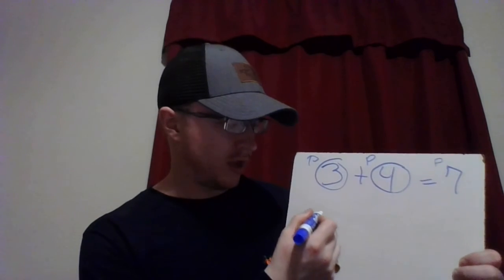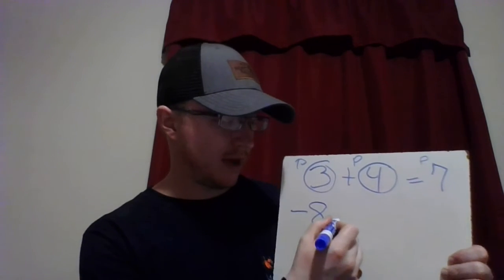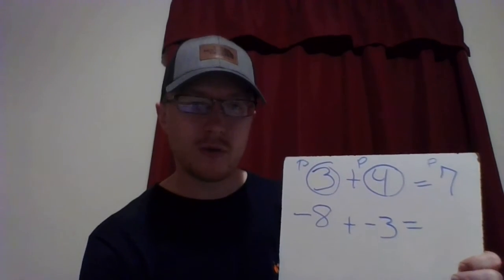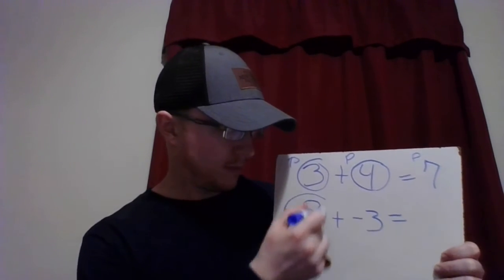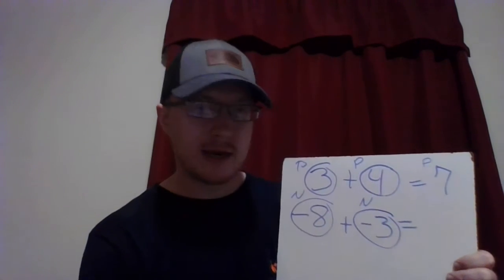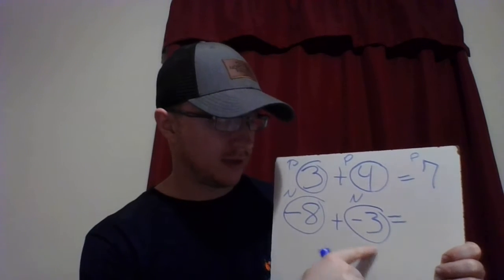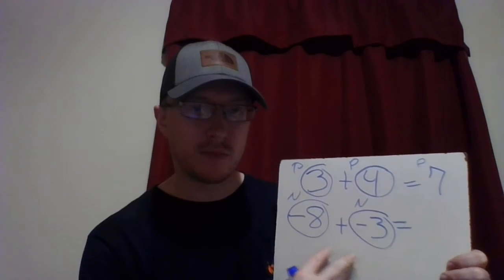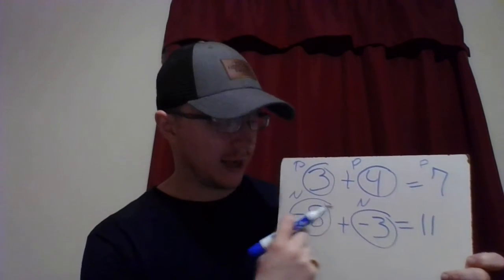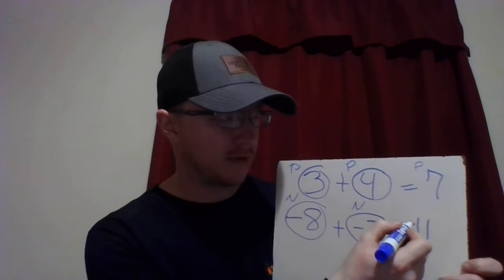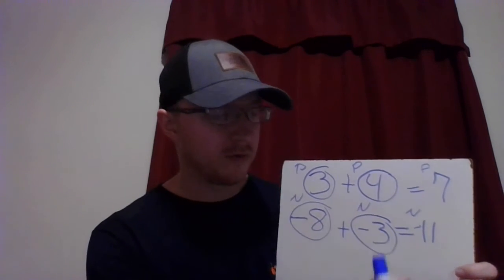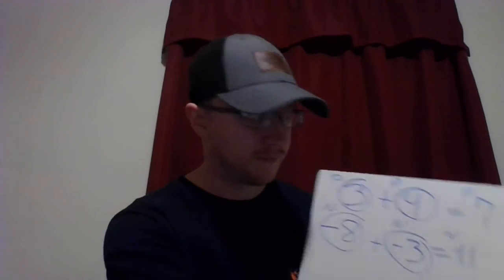All right. So if I give you negative 8 plus negative 3, once again, circle your numbers. I have a negative 8, and I also have a negative 3. Well, negative plus a negative, they're the same sign. They're both negative. So we're going to add 8 plus 3 gives me 11. And I keep my sign. Since those are both negative, my answer should also be negative. So negative 8 plus negative 3 would give us negative 11.